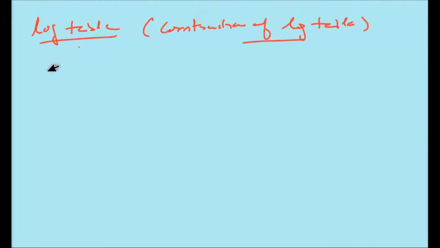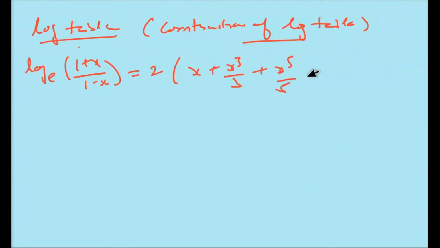Okay, so now you can see we have already described the series on the previous board, that is log e base (1 plus x) upon (1 minus x). What we got is 2x plus x cube upon 3 plus x to the 5 upon 5 plus, and so on. Now let us put x equal to 1 upon (2n plus 1), so what do we get?